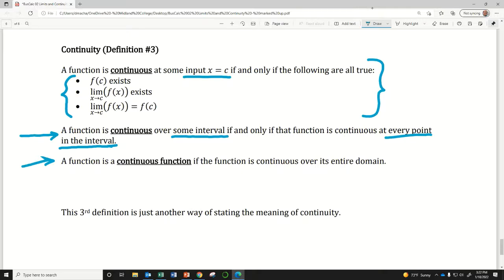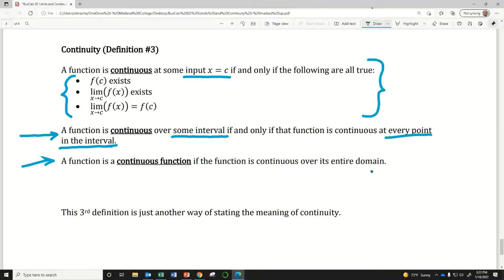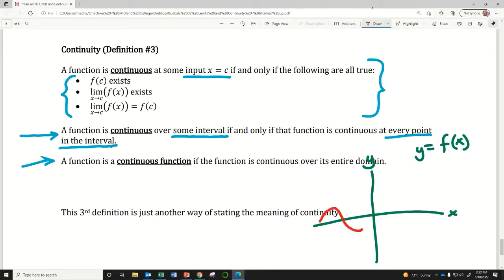And I want you to remember that our three definitions of continuity that I've given so far in this course, they all really mean the same thing. And so if it helps, just remember the original definition of continuity, which is that if you have some function, y equals f of x, and you want to draw this function on an xy plane, as long as you can draw the entire function without lifting your pen, that means it's continuous. It's those places where you lift your pen that create a discontinuity.